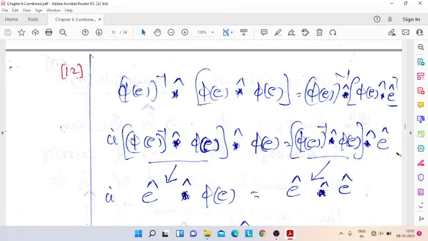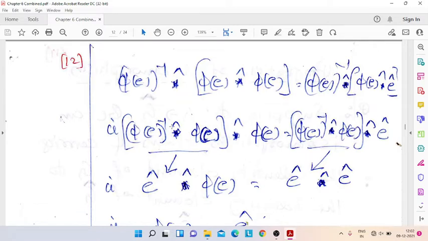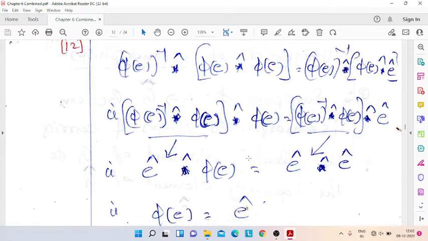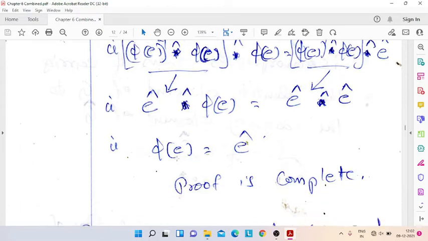Then what happens? The inverse nullifies the effect of phi. So this can be taken together and we get E cap there. It operates and gives us E cap, and then star cap of phi E equal to, here we have again E cap, then star cap. Inside this bracket we get E cap, and the operation star cap, then E cap. Thus simplifying this, we get phi of E equal to E cap star cap E cap.